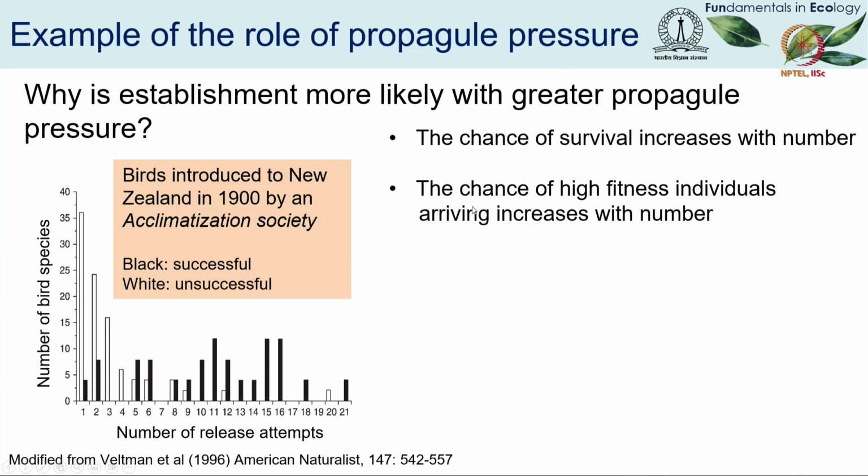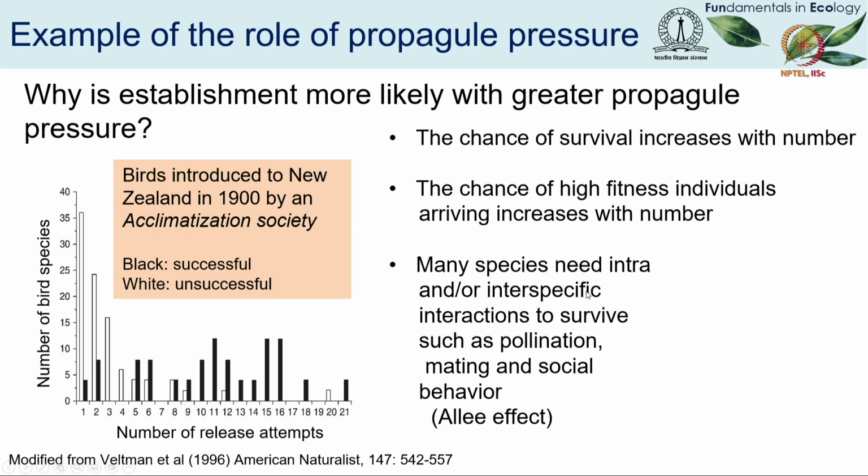Another reason that propagule pressure really does increase the rate of establishment, so I gave you the example, and the reasons for this. One is just chance. The more you try, eventually you get one that works. Another is the more you try, the more likely it is that you happen to, by chance, bring in some really high fitness individuals. Say there's variation in fitness in the original population, the more you try, the more representation of that population you'll get, and you'll get some really good ones.